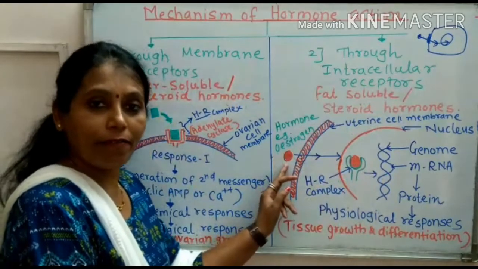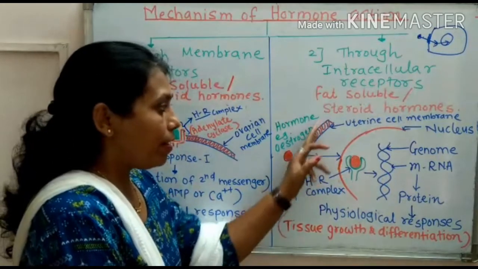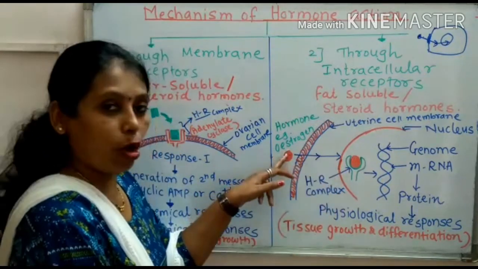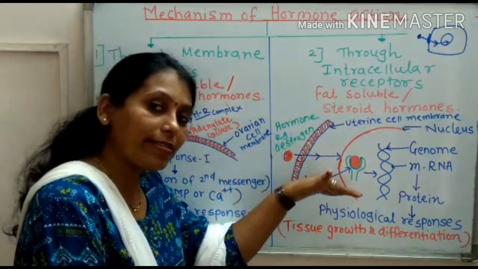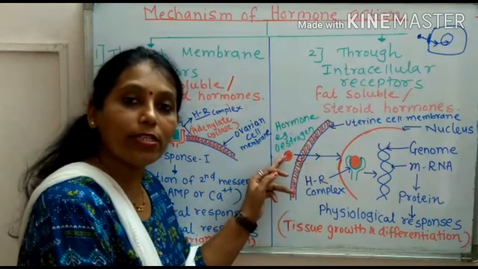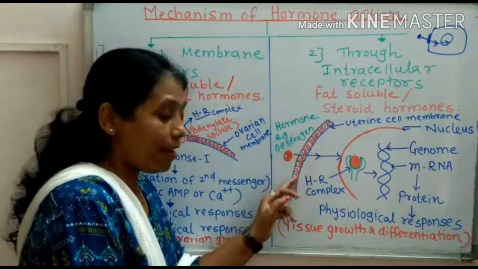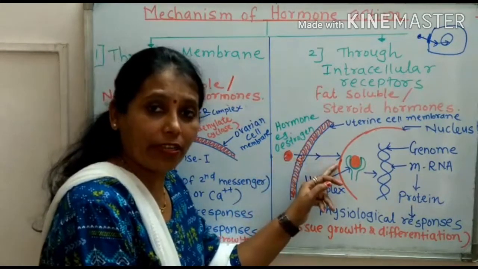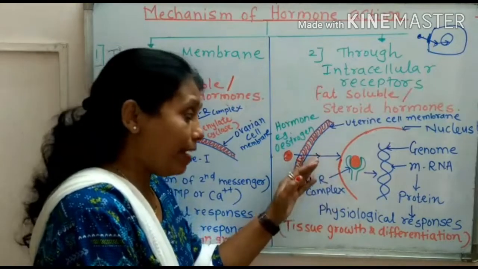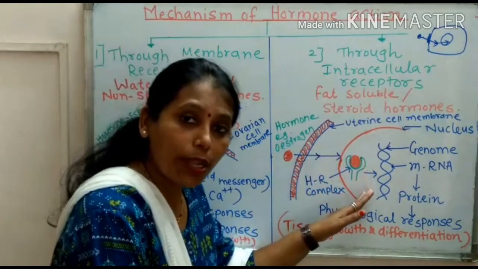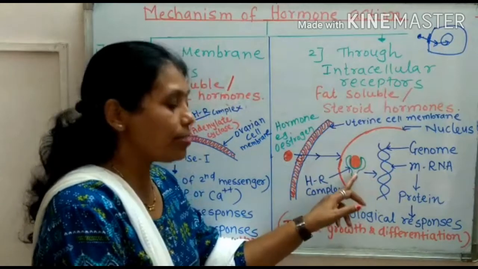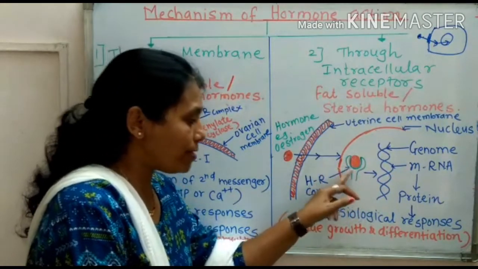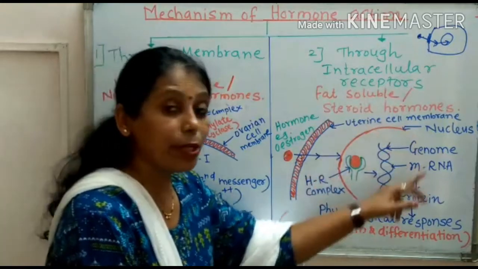Here the example we have taken is estrogen. Here this is the uterine cell membrane and this is the nucleus. This hormone takes entry. Why does it take entry? As this hormone is fat soluble and the layer is made up of fat or lipid, it easily enters the cell. It easily enters the nucleus also. In the nucleus, receptors are present which form the hormone receptor complex inside the nucleus.